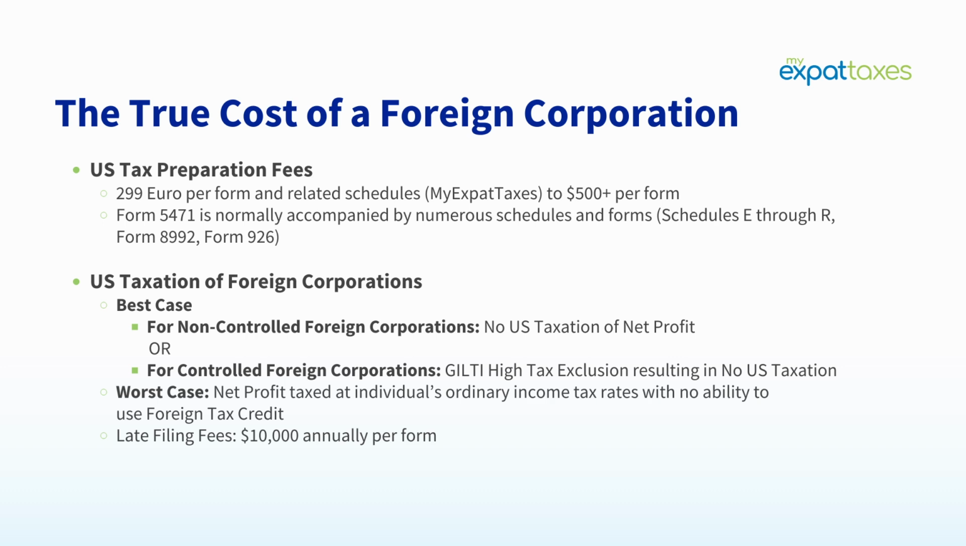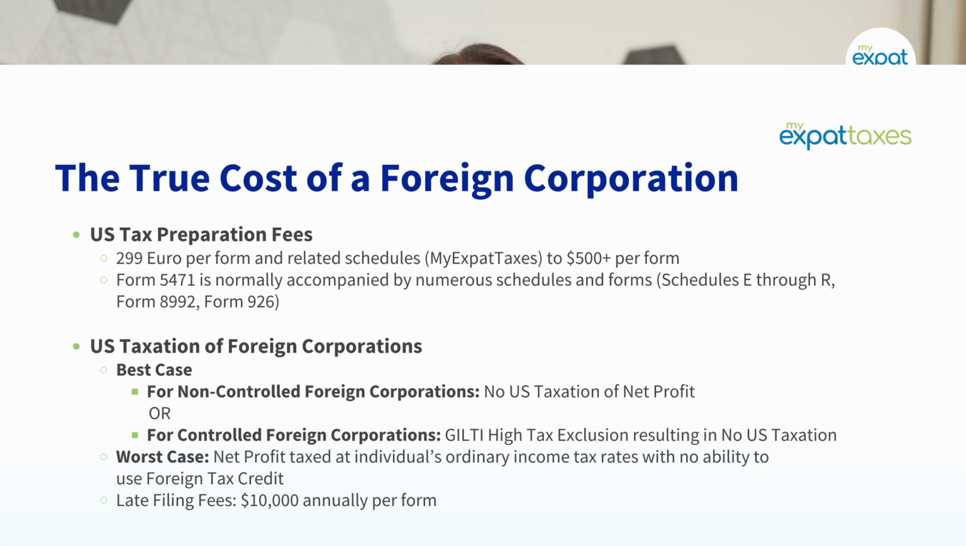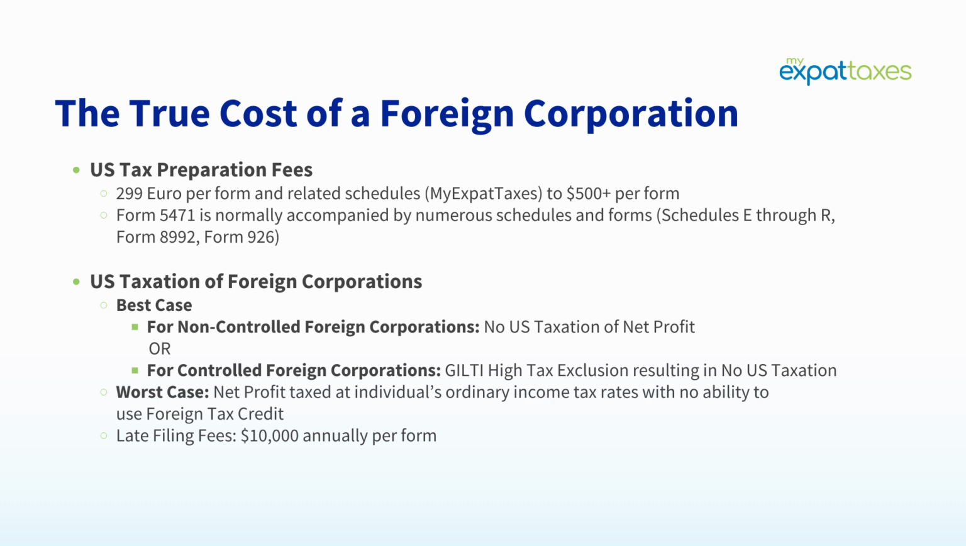So again, this is the GILTI high tax exclusion, and this basically means that, okay, even if there's a net profit, it's not taxable. So this is for those that are paying 18.9% or higher of corporate tax rates. Worst case, if you are not paying enough corporate taxes and you have a controlled foreign corporation, basically what you will get is you're going to have that net profit of the company taxed at ordinary income tax rates on your US tax return, and that you can't necessarily use a foreign tax credit on. So it can add up.